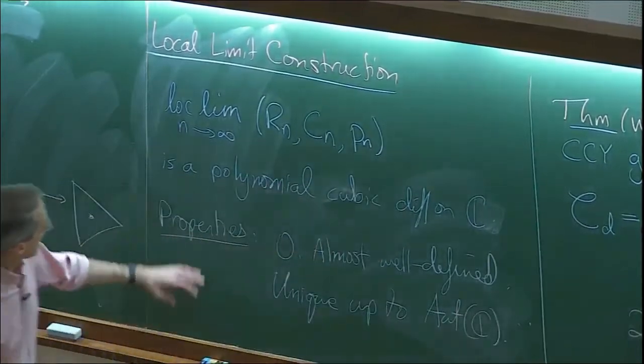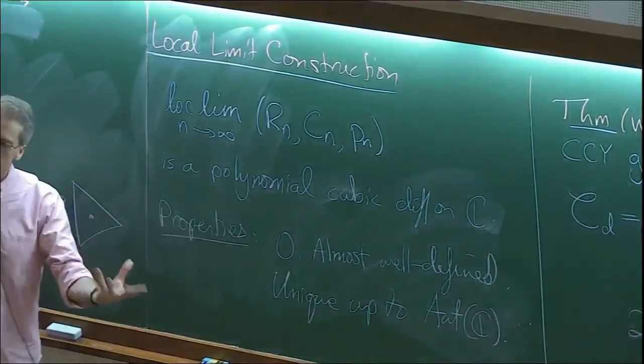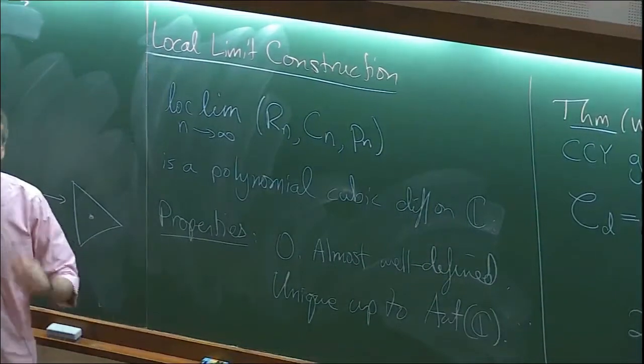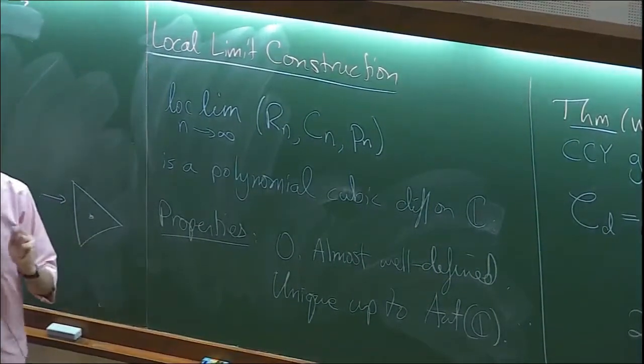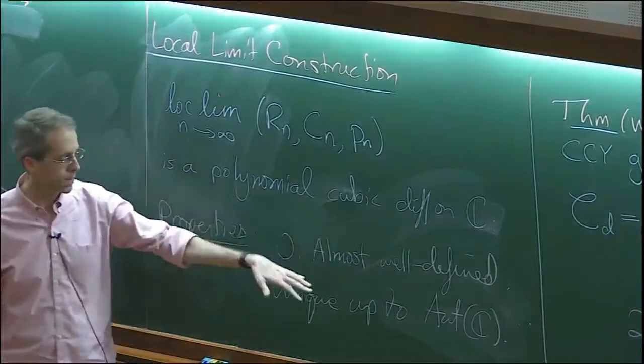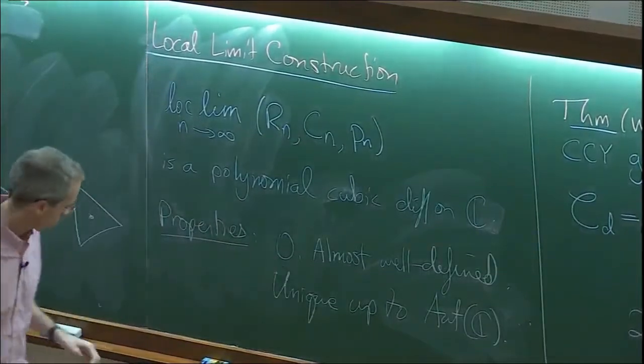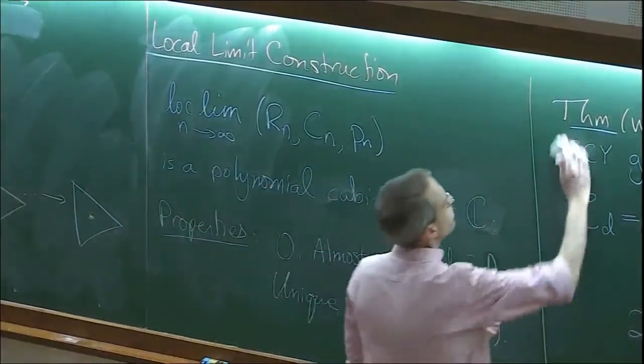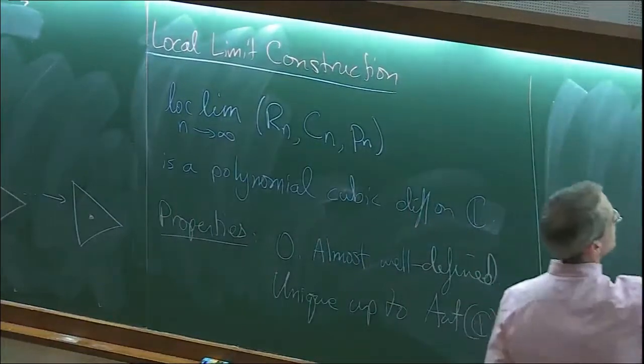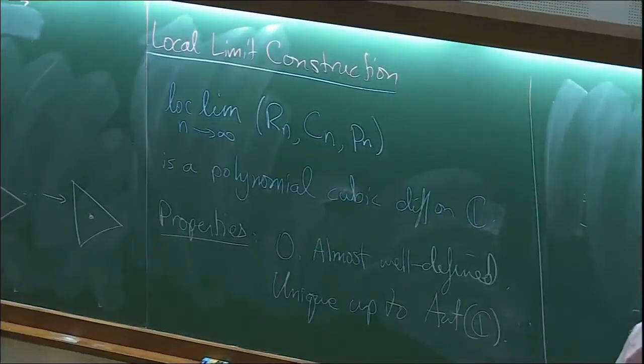When I took the output of this procedure and fed it into that map alpha that I defined before, that's exactly the kind of thing that you can do when you know a cubic differential up to the action of the automorphism group. Okay, property one is that it's truly local around the sequence of base points Pn.